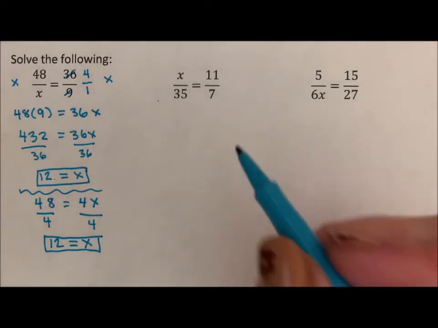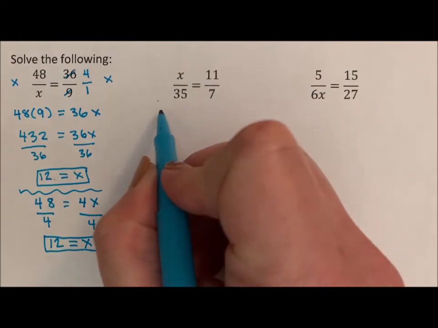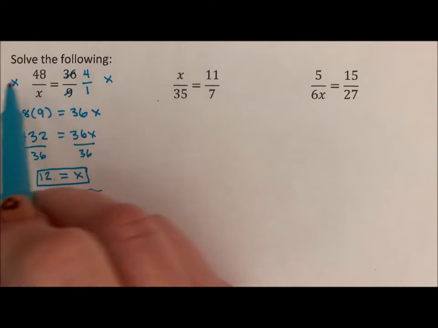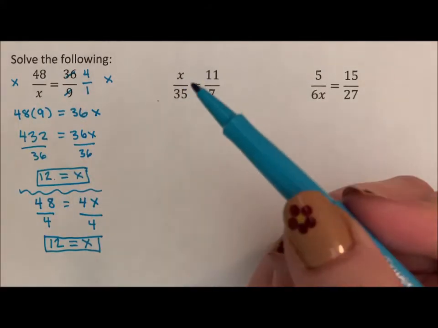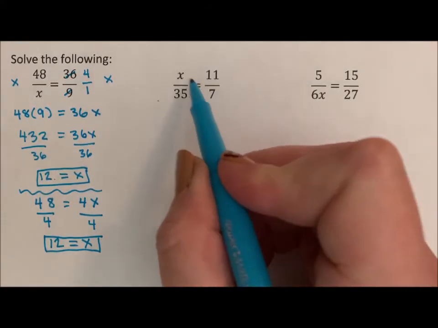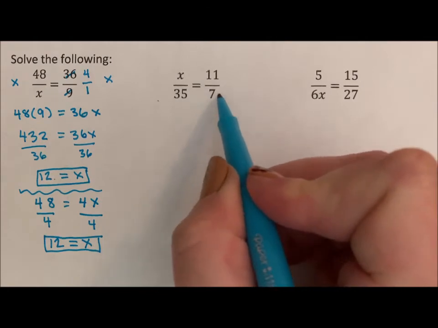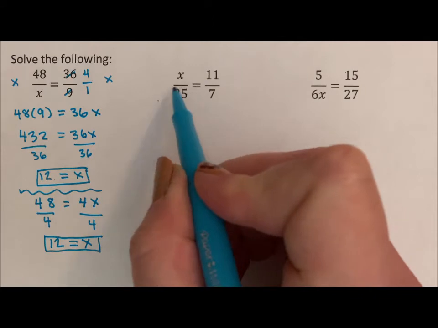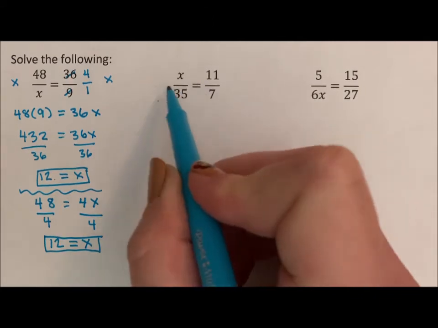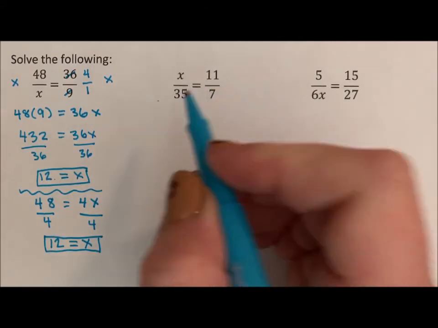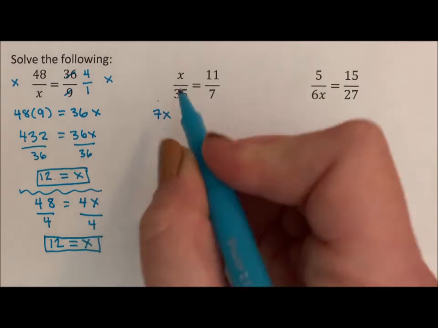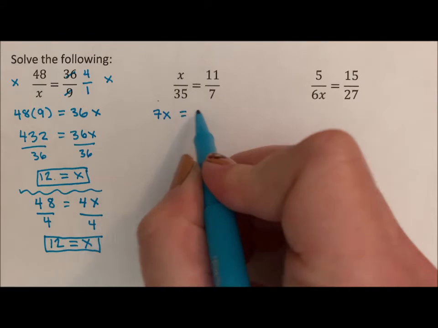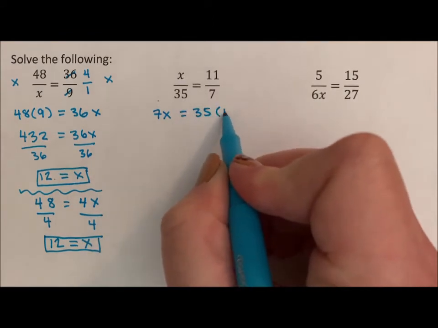When we look at the second problem, we have, again, cross multiplying. And really when we're cross multiplying, we're doing what we did the second way in one step. We're multiplying both sides by 7 to clear this denominator. We're multiplying both sides by 35 to clear this denominator. When we multiply both sides by 7, the 7's cancel and we're left with 7x. When we multiply both sides by 35, we're clearing this denominator and we're left with 35 times 11.